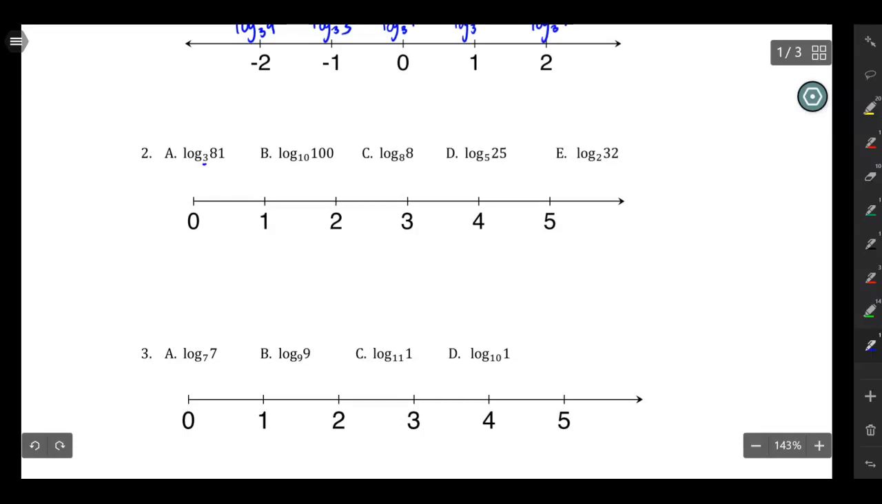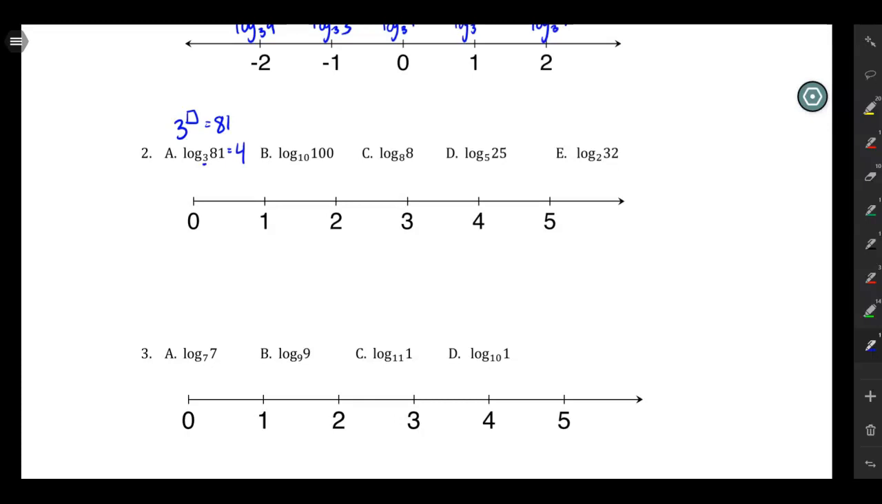So 3 to what power gives me 81? Another way to think about this is 3 to what exponent gives me 81? In this case, it's 3 to the 4th power. And you might have to just kind of try something. You might have to pull out your calculator and do 3 to the 1st power, 3 to the 2nd power, 3 to the 3rd power, 3 to the 4th power, and just kind of guess some.